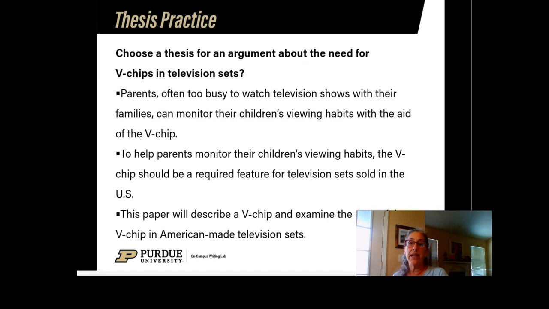So here's another one. Which thesis do you think is the best? There are 3 possibilities here. Remember, you are arguing a position. This is not about informing your reader or presenting 2 sides. This is about taking a specific side on a position and then showing why that position is the right position. And so I'm going to tell you that this is not the correct thesis because the last one is about presenting information, not taking a position.